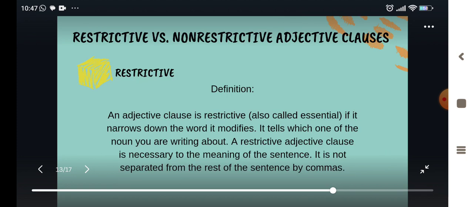Okay, and the last grammar is restrictive versus non-restrictive adjective clauses. Restrictive. The definition of restrictive adjective clauses is that an adjective clause is restrictive, also called essential, if it narrows down the word it modifies. It tells which one of the noun you are writing about. A restrictive adjective clause is necessary to the meaning of the sentence. It is not separated from the rest of the sentence by commas.